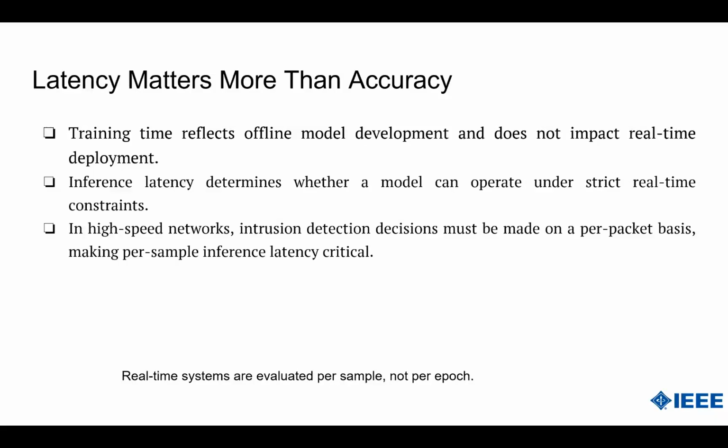In real-time systems, latency is critical. Training time reflects offline model development and does not impact real-time deployment. Inference latency determines whether a model can operate under strict real-time constraints. In high-speed network intrusion detection, decisions must be made on a per-packet basis, making per-sample inference latency critical. And inference time matters more than training time.